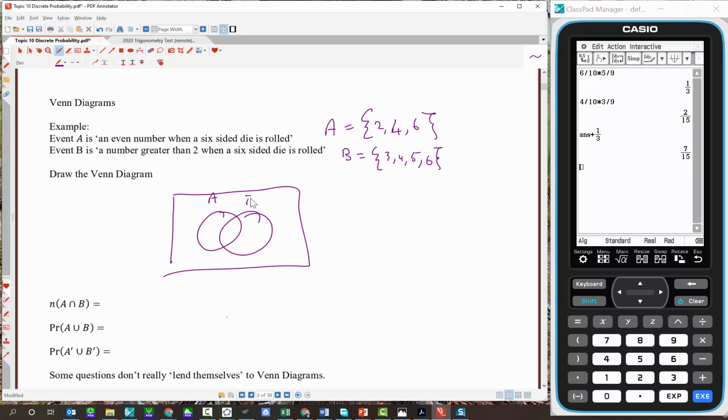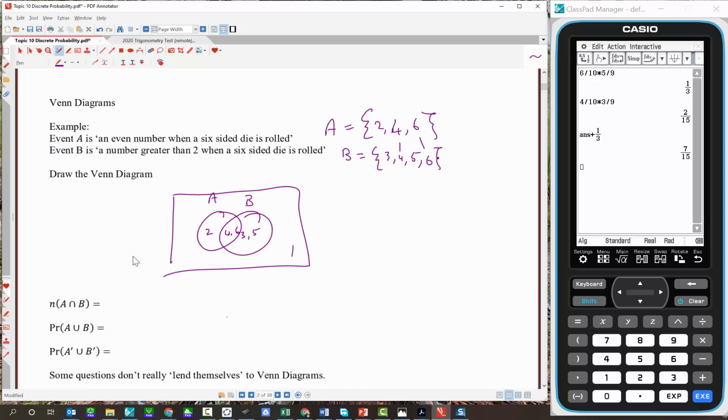All right, so here's A, here's B, and what we're looking for is, first of all, any intersection. Okay, so what do they have in common? 4 and 4, 6 and 6. We've got 4 and 6. We've got 2 in A only. We've got 3 and 5 in B only, and we've got 1 in neither A nor B.